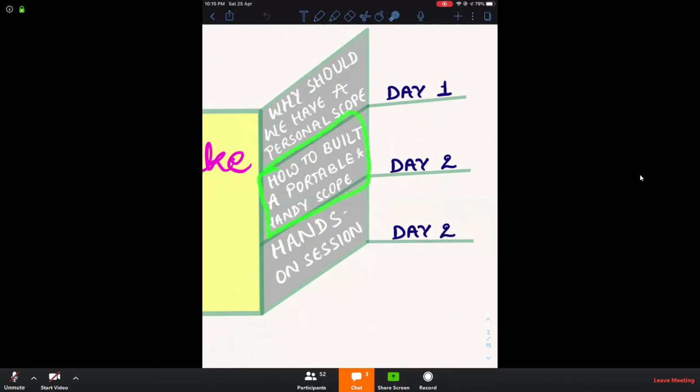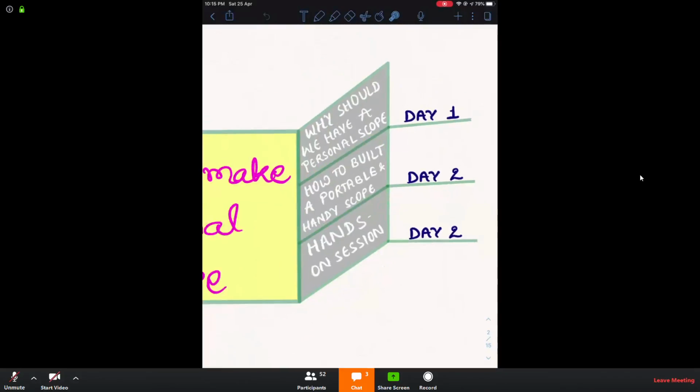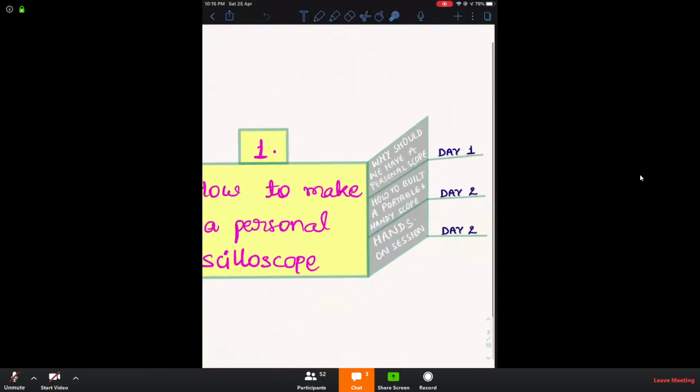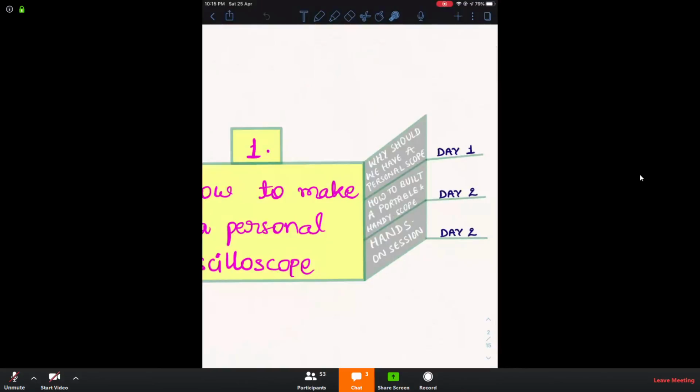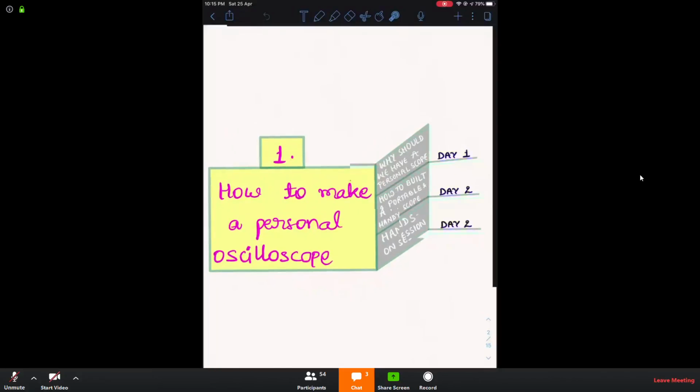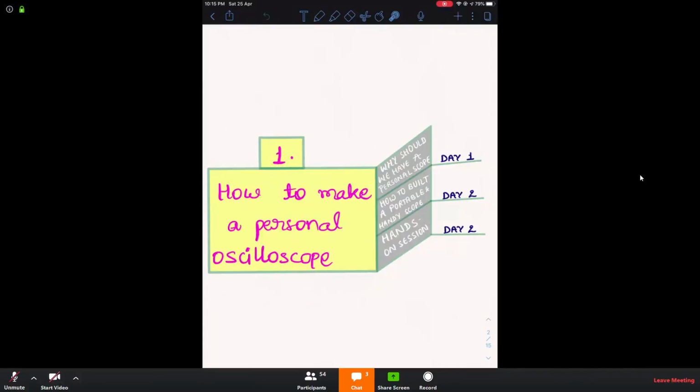After this, on day two itself, there will be a hands-on session. By the completion of this first topic, I can assure you that you will be able to make your own oscilloscope. And for making this oscilloscope, you need not be from a particular background. If you are from the mechanical department or any other department, you can also build this oscilloscope. It is not mandatory that a pure electrical engineering person can build this scope. So let's move to the content of day one.